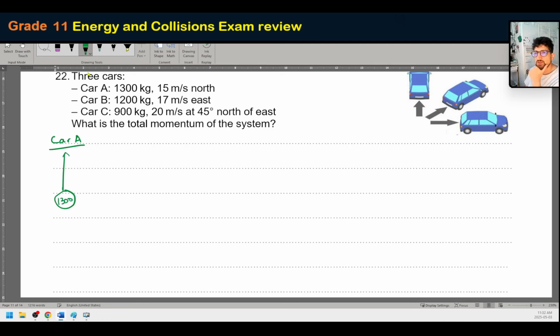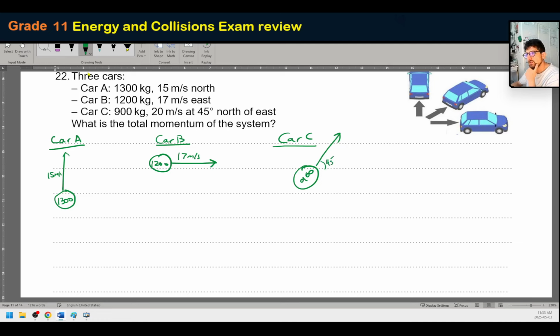1,300, and it's traveling at 15 meters per second. Okay, car B is over here, and it's 1,200, and it's traveling east at 17 meters per second. Whilst car C is 900, and it's traveling at 45 degrees northeast. It's traveling at 20 meters per second. So that's the first step, to visualize it.